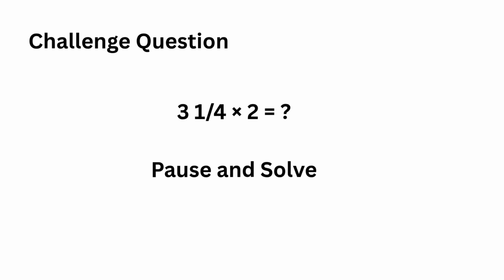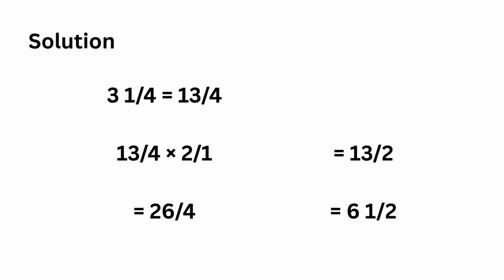Our challenge question for today is 3¼ times 2, or 3 whole number 1 over 4 times 2. You can pause the video and try this yourself. So we convert 3 whole number 1 over 4 to an improper fraction. 3 times 4 gives us 12, plus 1 gives us 13 over 4. So 13 over 4 times 2 over 1, because 2 over 1 is the same thing as 2.